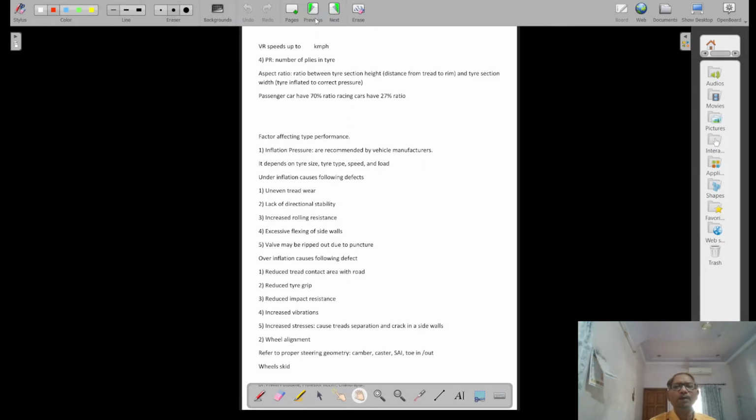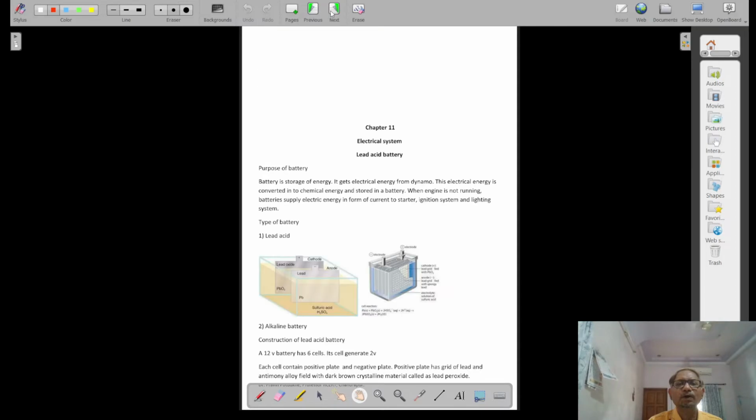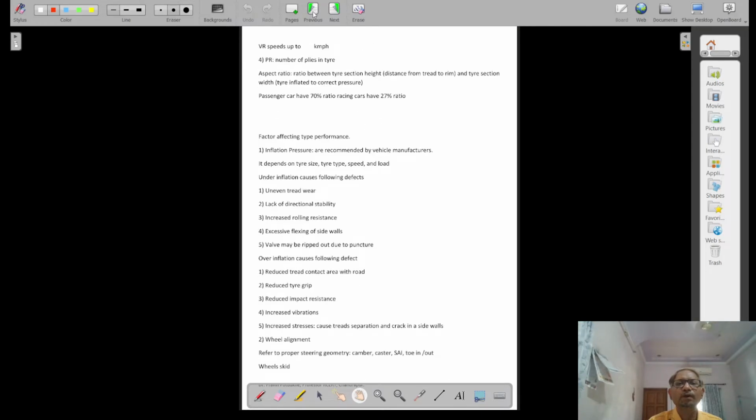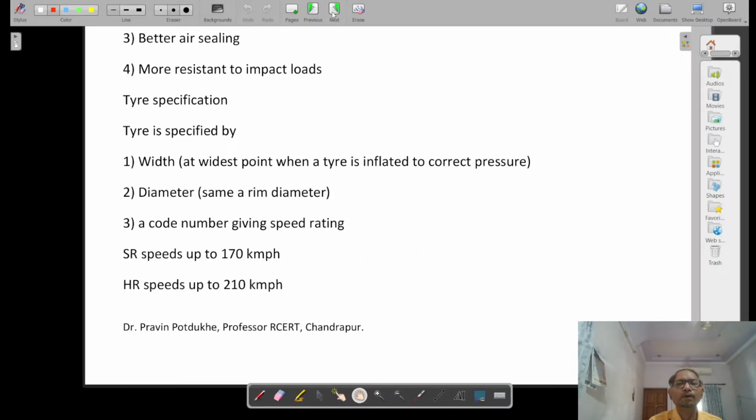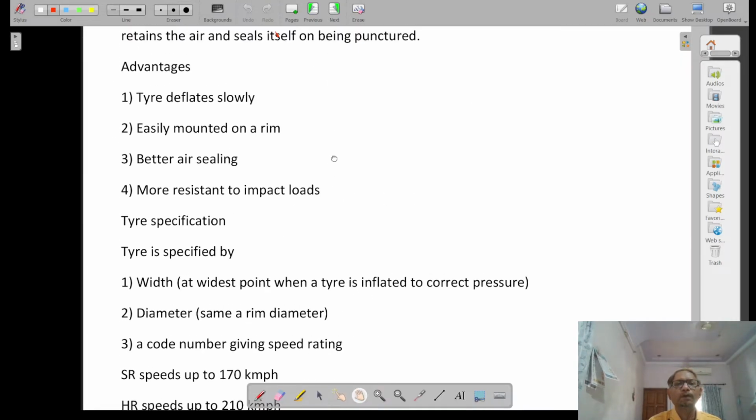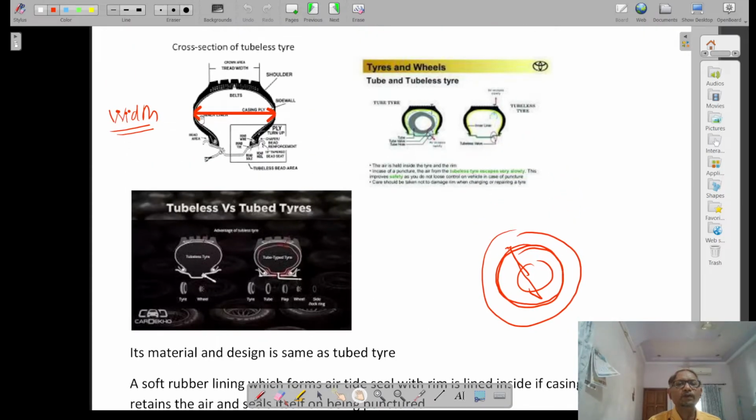What are the other things? There is an aspect ratio, that is a ratio between the tire section height and the tire section width, h by w. So you can see here this is the width, and here this comes out to be its height. I'm just marking the height now.